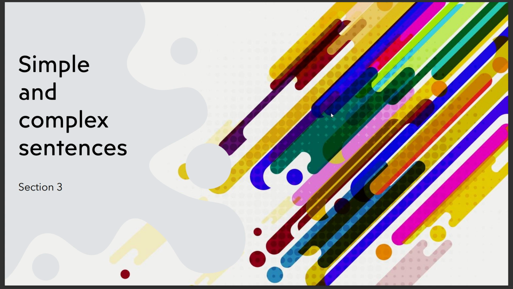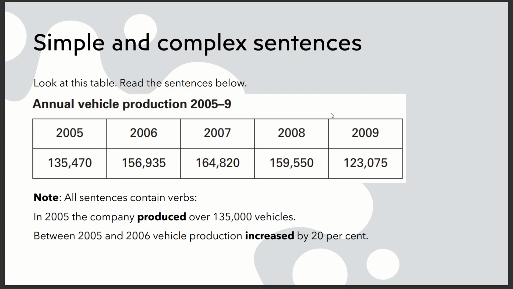Section number 3, simple and complex sentences. Simple and complex sentences are both very much needed in your academic writing. Let's focus on this. Look at this table, guys, and read the sentences below. Annual vehicle production from 2005 to 2009. We have two sentences here. The first one says, in 2005, the company produced over 135,000 vehicles. While sentence number 2 says, between 2005 and 2006, vehicle production increased by 20%.